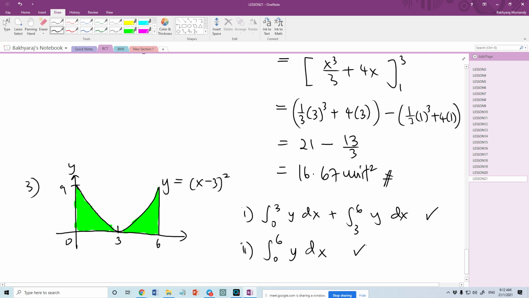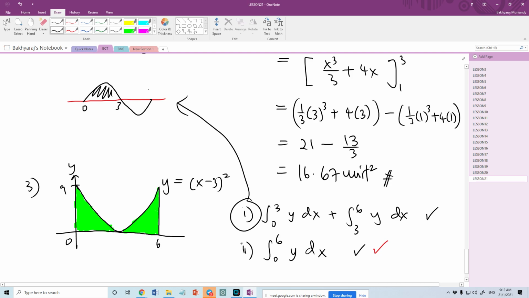Okay, why do I say this one is acceptable? Remember I taught you this? Anything on top of the x-axis is positive. It means both of these are positive regions. So meaning that you can straight away use this answer. No problem. Okay, let's say your curve, one is above and one sits below. Then you must split and do. So first one, let's say 0 to 3. This you must do. Here you can only use number one. You cannot do it together.